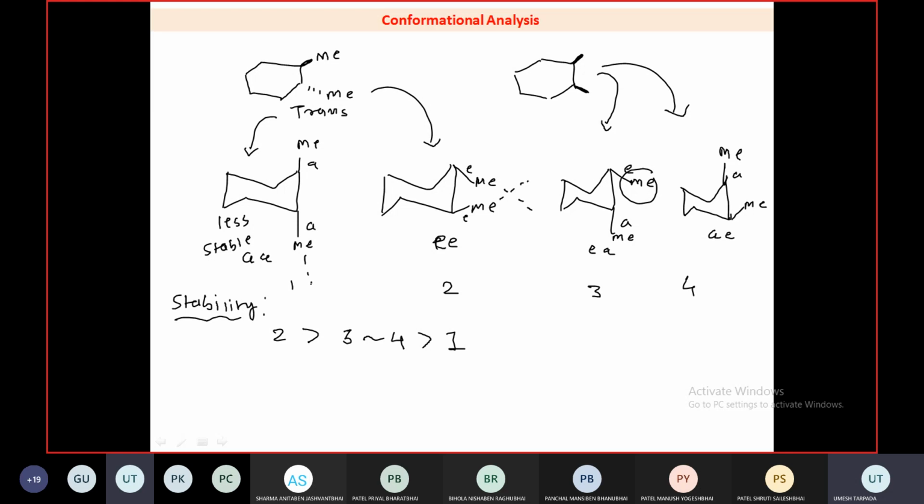Here you can extrapolate, so both the bonds are in opposite directions. But this is less stable and this is more stable. So we are writing this stable form. In this way you can draw the correct structure for any of these. So this is actually the conformational analysis of cyclohexane.